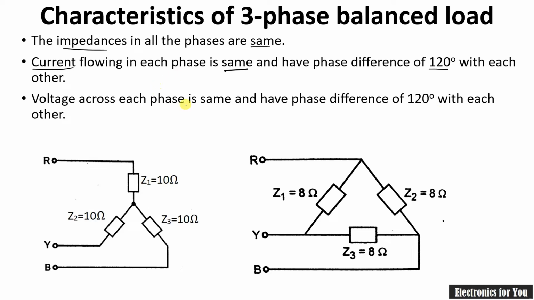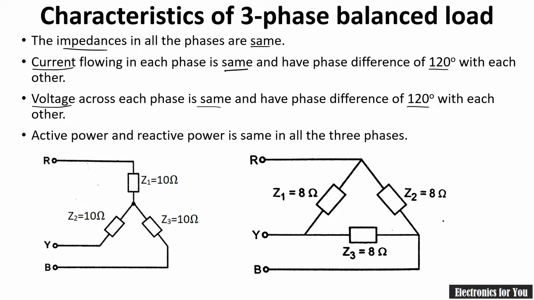Similar case will be in case of voltage. Here the voltage across each phase is again same and having a phase difference of 120 degree with each other. In case of three-phase balanced load, the active and reactive power is same in all three phases. That is, its current, voltage, power and impedances are same in case of a three-phase balanced load.